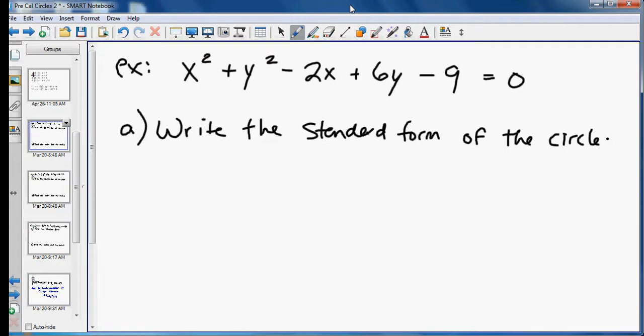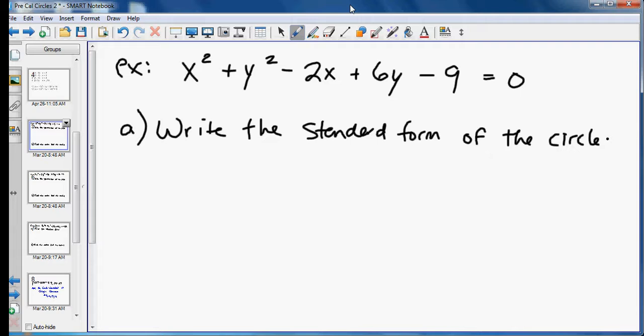Circles, Part 2. Today, two goals. If we're not given the equation in standard form, like you can see in this slide, then you need to know how to convert it over to standard form. And secondly, once you do have it in standard form, make sure you can identify what the center and what the radius is of that circle.